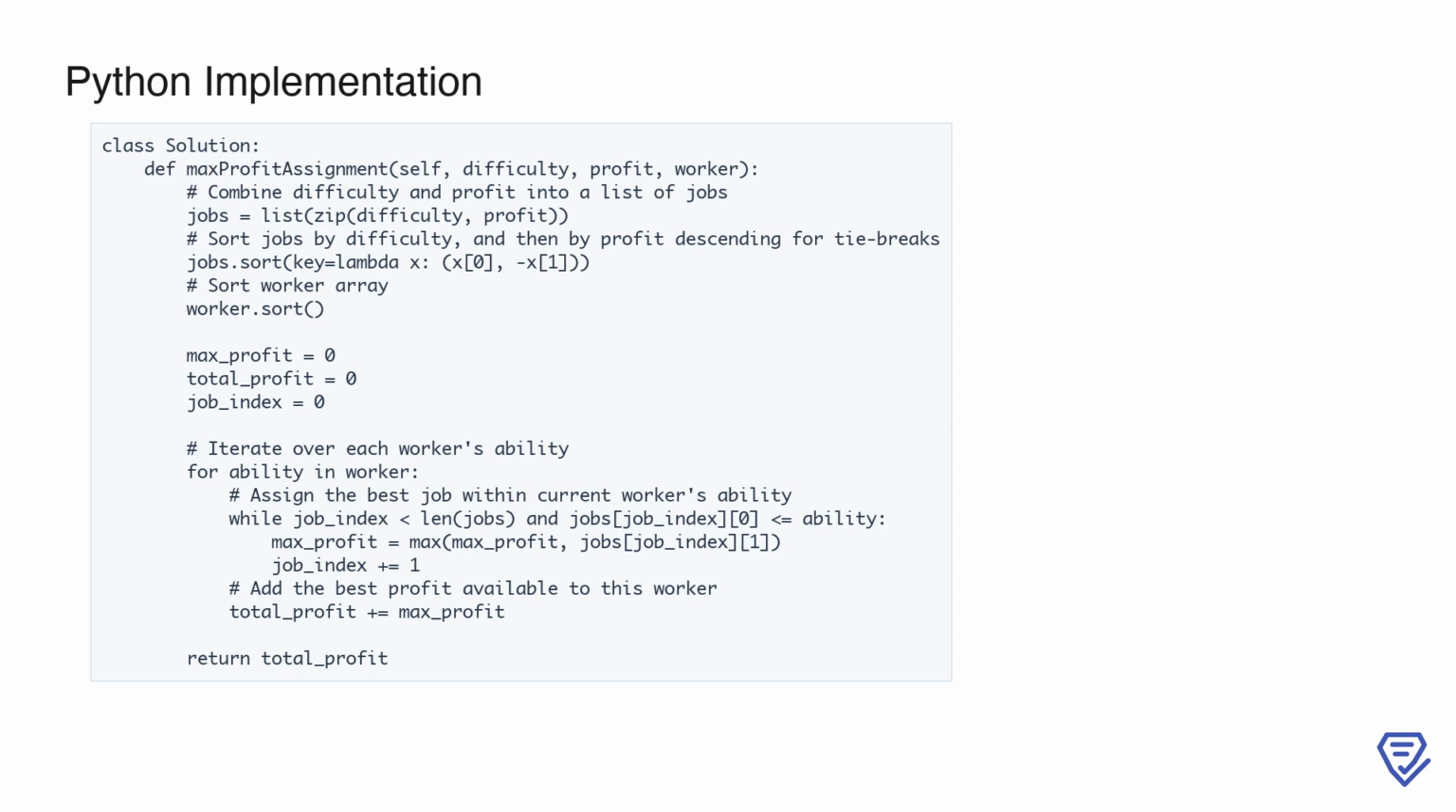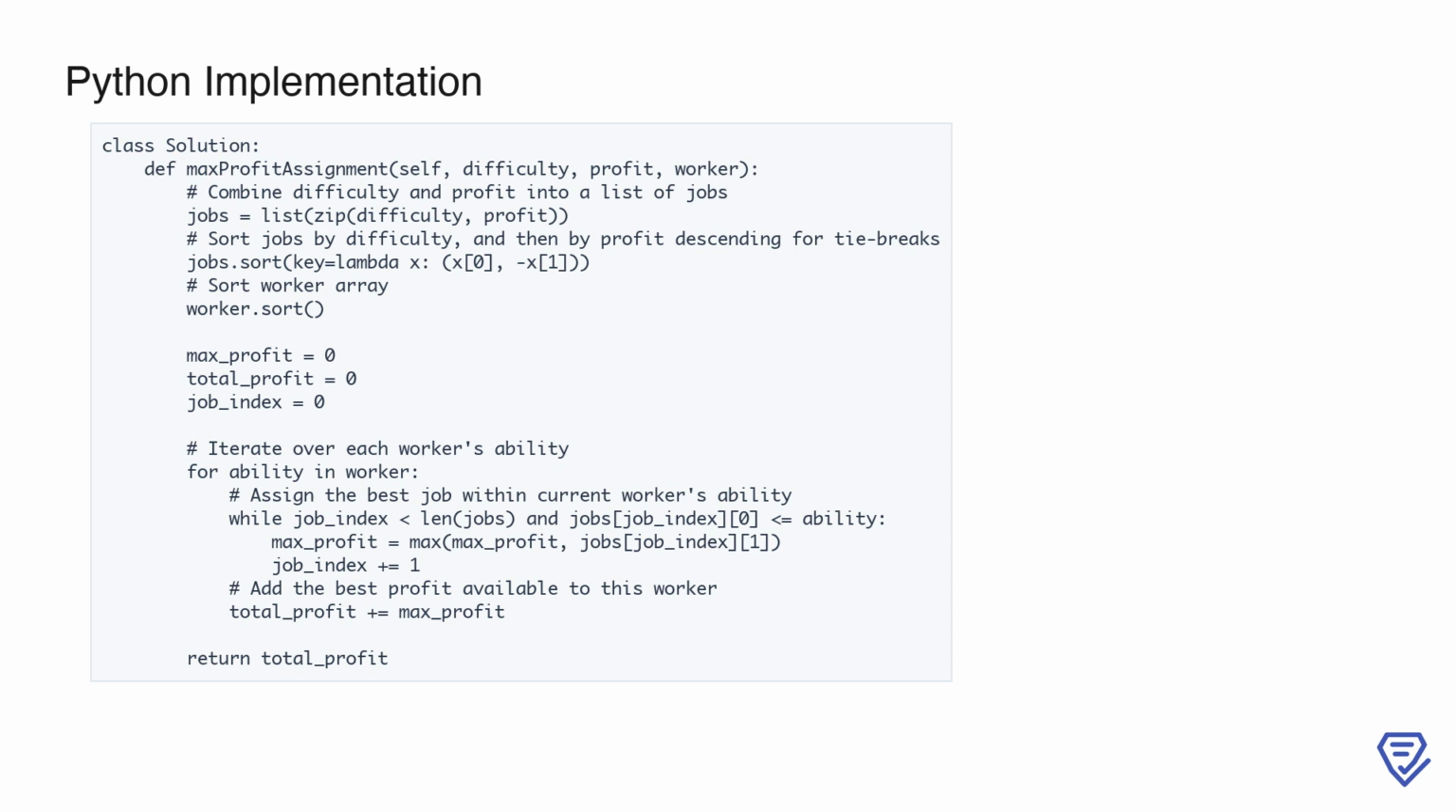Next, we sort the worker array, as this allows us to iterate over workers from least to most capable. This way, we can align workers and jobs in a synchronized manner, avoiding redundant computations. We initialize max_profit to track the best profit available for the current worker's ability, and total_profit to accumulate the overall profit. The job_index pointer is used to traverse the jobs list.